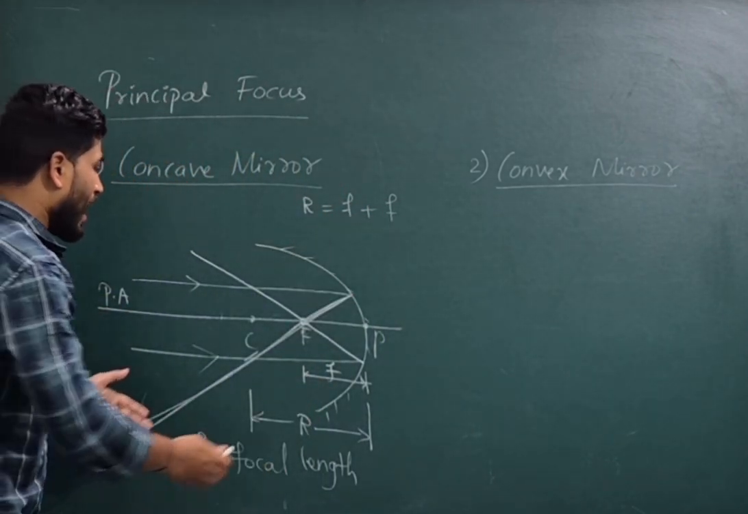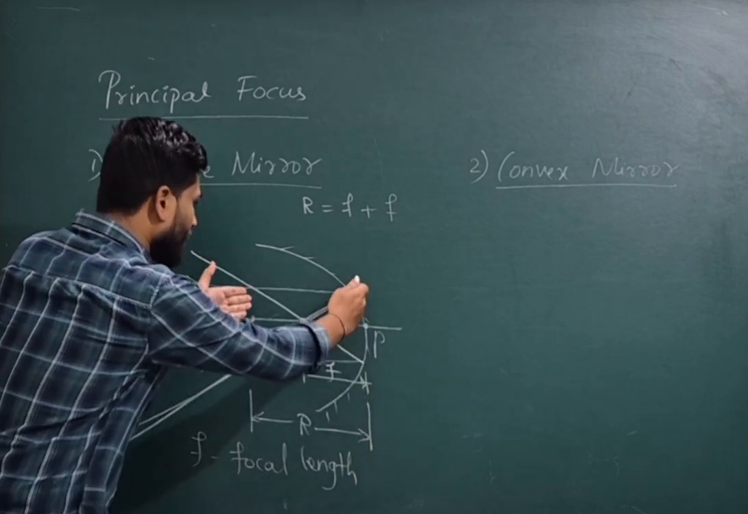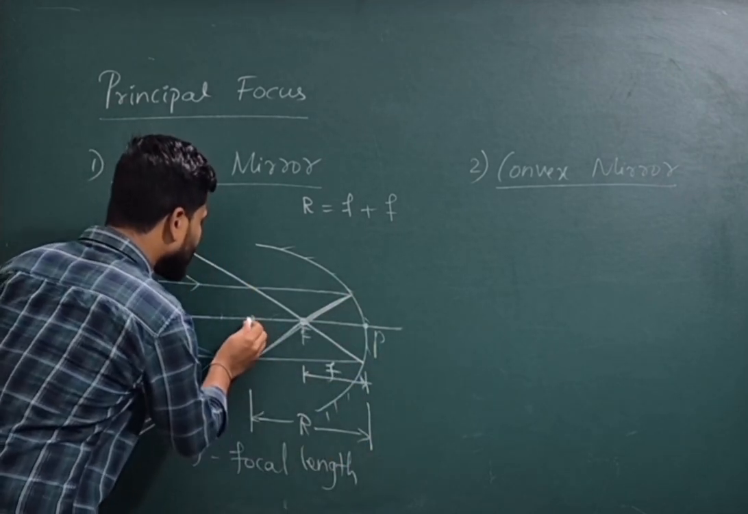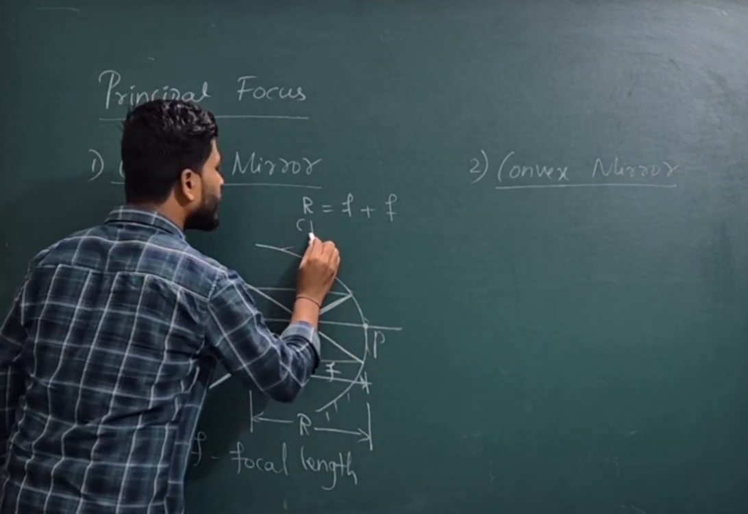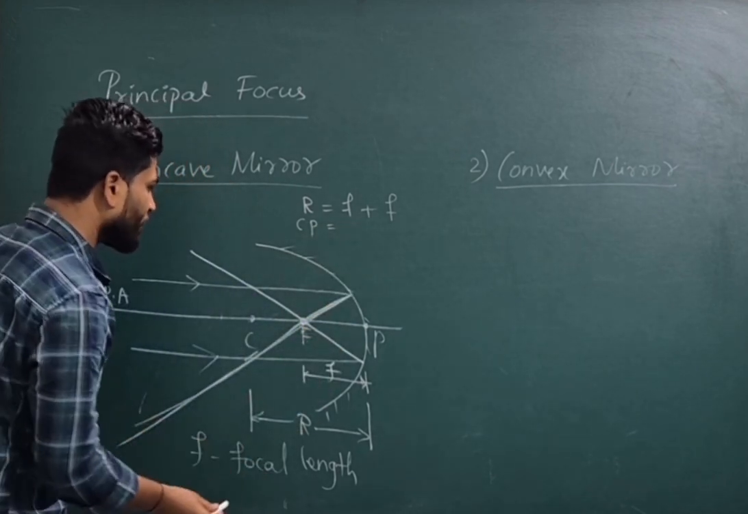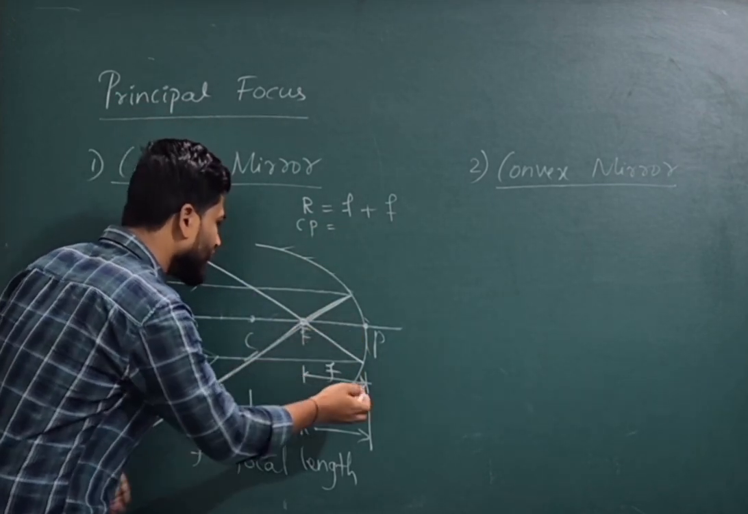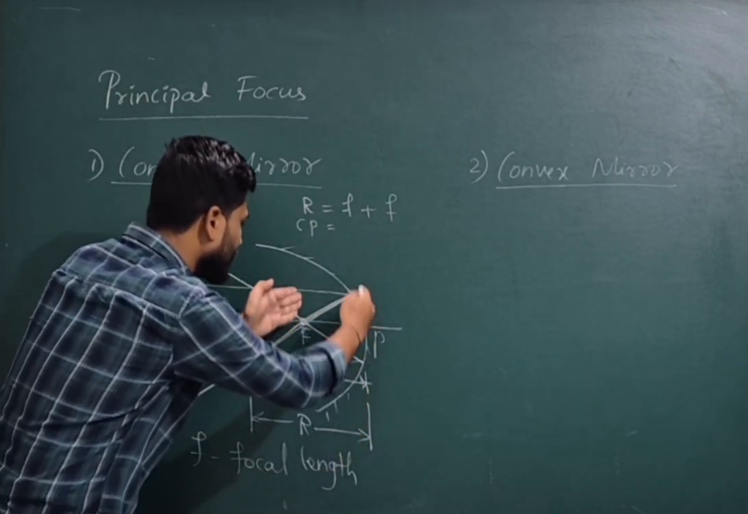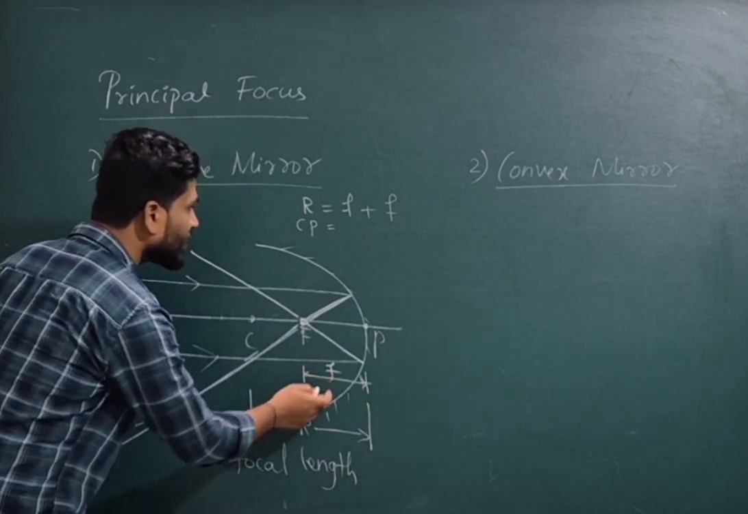What is R? R means here. R means what? CP, right? R means CP. What is f? f means FP. See here. This is FP. FP means f.